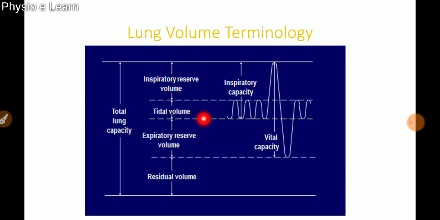Similarly, the amount of air that can be expired forcefully or voluntarily after the normal tidal expiration is known as expiratory reserve volume. The sum of expiratory reserve volume, tidal volume and inspiratory reserve volume is known as vital capacity. After the expiratory reserve volume, whatever is left inside the lung is the residual volume.